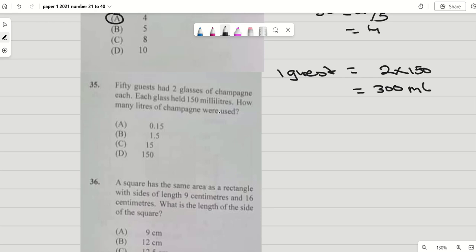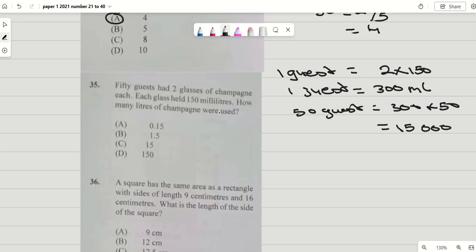This is one guest. So if one guest had 300 milliliters, then 50 guests would have 300 multiplied by 50. 5 threes are 15, and you add zeros. 1, 2, 3. There's 3 zeros. They ask you how many liters of champagne. This is in milliliters. 1 liter is equal to 1,000 milliliters. So therefore we know that it would be 15. We can see it was 15, but let me just show you.